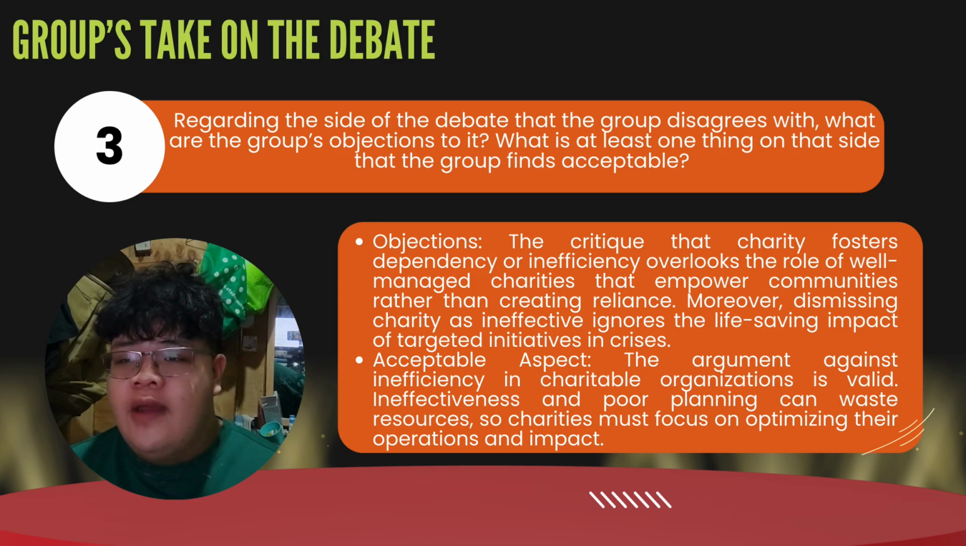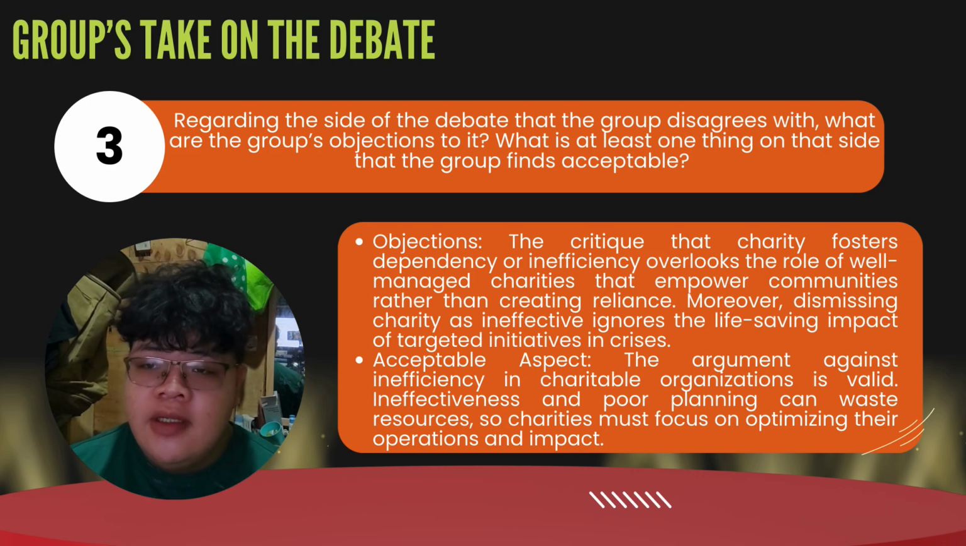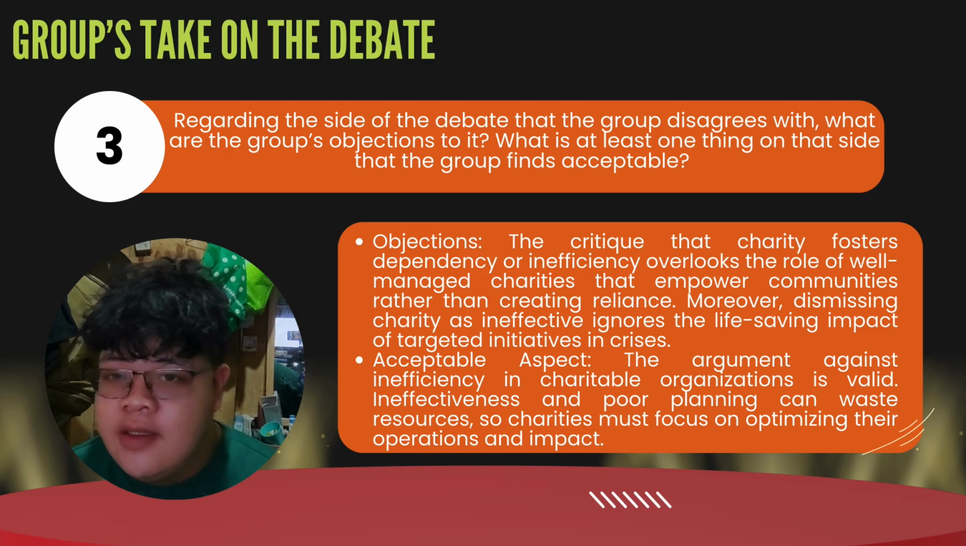Now, one point we actually accept is that there are inefficiency concerns in some charitable organizations. Some organizations actually lack oversight, so it leads to wasted resources or really insufficient impact. For instance, there are charities that spend excessively on administrative costs or poorly planned projects, and these things diminish the trust of donors and beneficiaries.